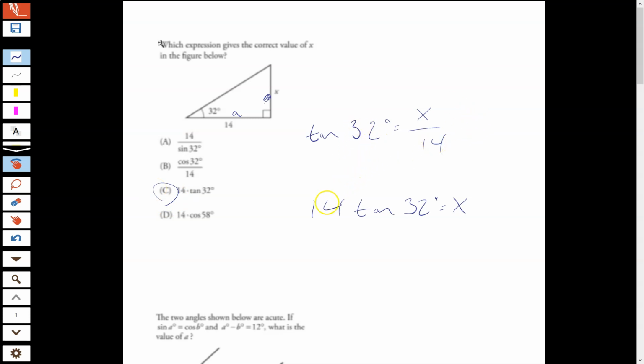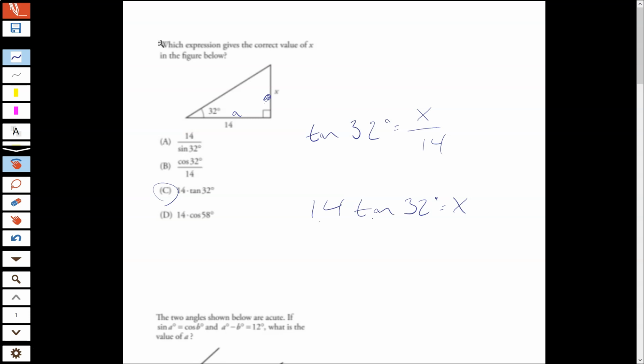This is actually really useful because you may have run into this issue where you type tangent 32 in on your calculator and you get this big decimal and then you have to multiply by 14. You can actually solve a problem like this by typing just 14 times tangent 32 into your calculator and avoid that problem of having to retype a big long decimal.